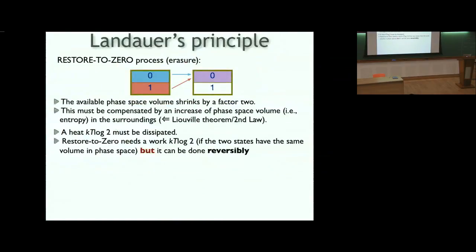Okay, so to end the story, this was Szilard's engine, 1912, and now there were some people trying to restore the validity of the second law. Most people thought, of course, that you cannot defeat the second law, so the Szilard engine must have some cost that is hidden, and people thought that the cost is the measurement.